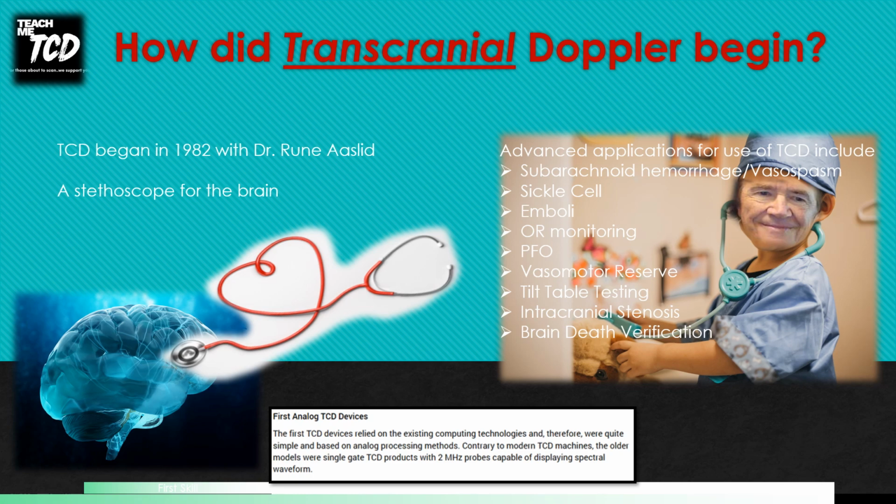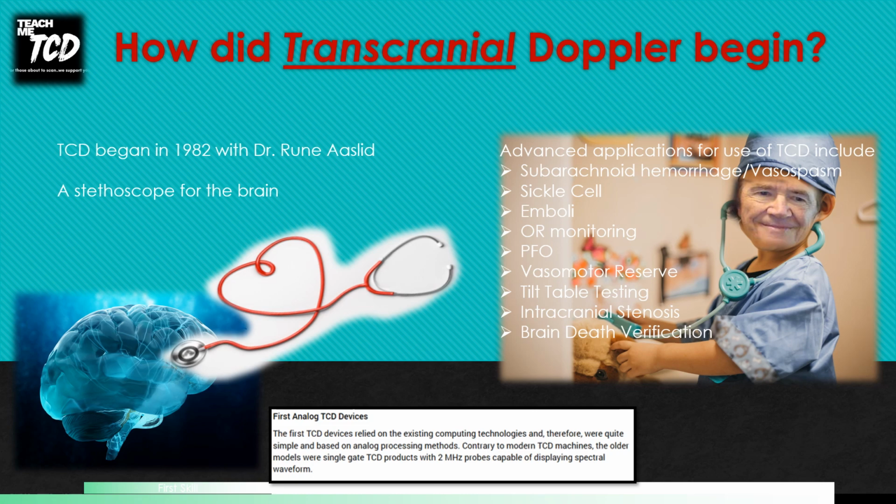How did transcranial Doppler begin? TCD can be called the doctor's stethoscope of the brain. Since its introduction in 1982 by Dr. Rune Aaslid, it has evolved into a diagnostic, monitoring, and therapeutic tool. During evaluation of patients with acute ischemic stroke, TCD combined with carotid ultrasound provides physiological information on cerebral hemodynamics, which is often complementary to structural imaging.